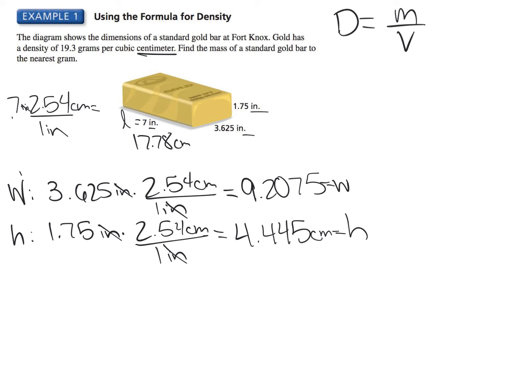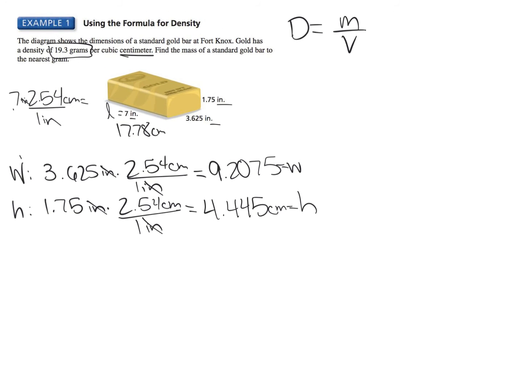So now we have everything in centimeters, which works because we know the density to be in centimeters. Next up, we need to go ahead and find the volume of this standard gold bar. If you look at it, that's a rectangular prism. So we are going to use base times width times height. Your book wants you to find the area of the base, which is length times width, and then multiply by the height. Either way, you get the same thing.